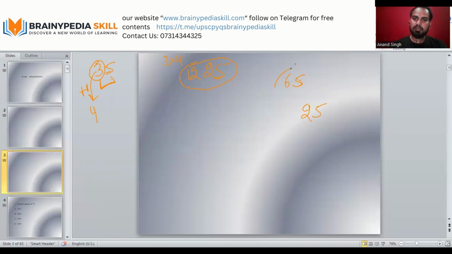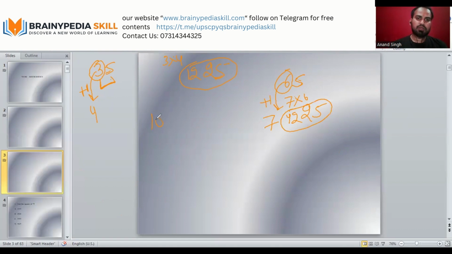For the remaining number, 6 is the number present at the 10th place, right? Add 1 to this number, it is going to be 7. So the number is going to be 7 into 6, which is going to be 42. So 4225 is the square of 65.